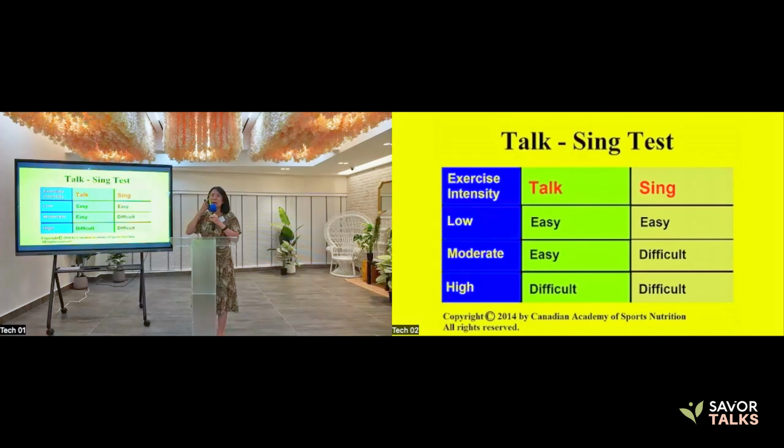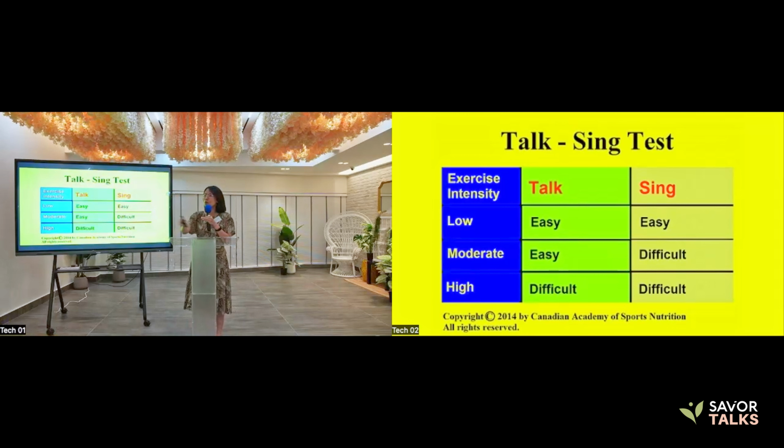Okay, and we want to talk about exercise. How do we know? You have to listen to the talk and sing test. This is a very easy way to judge the intensity of exercise. Basically, if you're able to talk and sing when you exercise, it's very low intensity, meaning that is not enough. So what we do normally is, if you never exercise, you go low intensity first, and then you add on the duration. 5 minutes, 10 minutes, 20 minutes, 30 minutes.